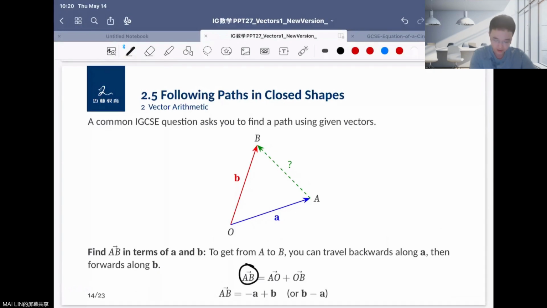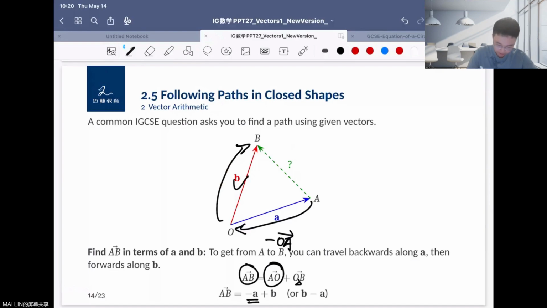So we can set here AB can be represented as first going from A to O and then from O to B, okay? Please remember that AO is opposite to OA. So we can say AO equals negative vector OA. So vector OA is a, so here is negative a, and vector OB here is b, so it's plus b. Or you can also write the vector as smaller b minus smaller a, okay?